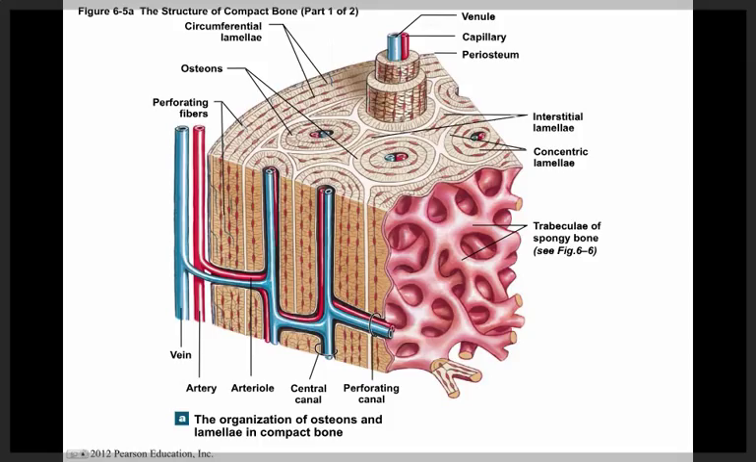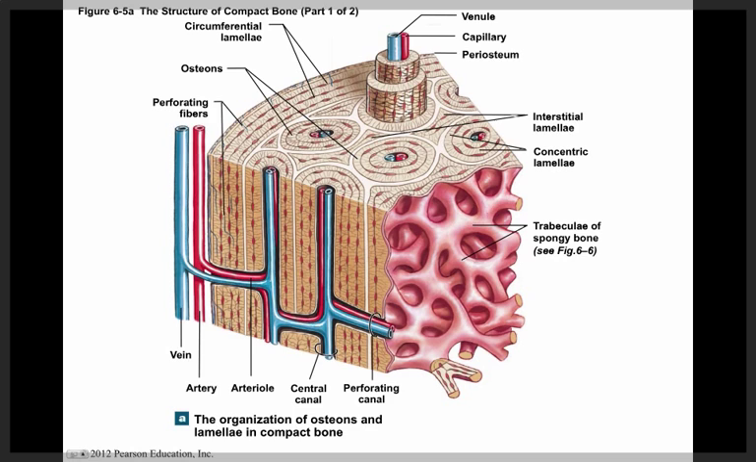In an osteon, there is a central canal, and the central canal, which is also called a haversian canal, contains blood vessels, an artery and a vein. Surrounding that central canal are concentric lamellae arranged around that central canal. There are perforating canals, which are passageways for linking the blood vessels from the central canal to the periosteum. Periosteum is a connective tissue surrounding the outside of the compact bone.